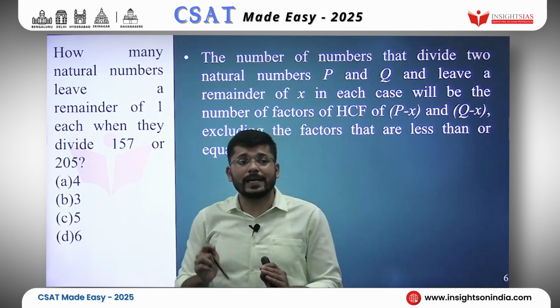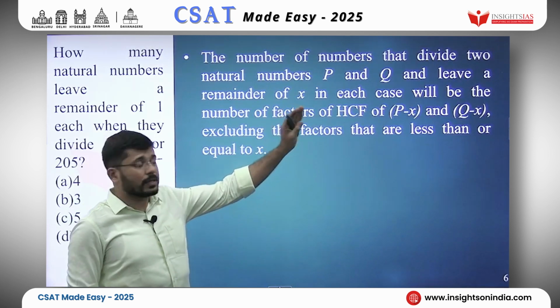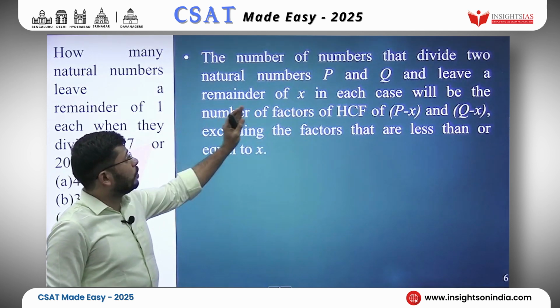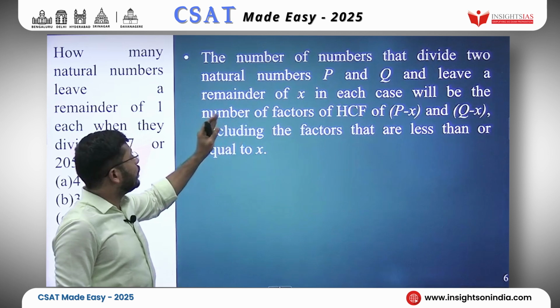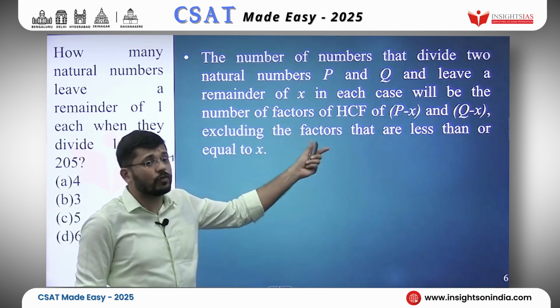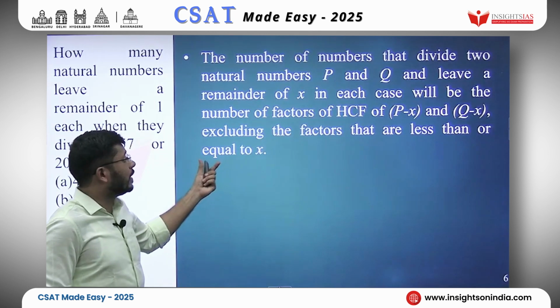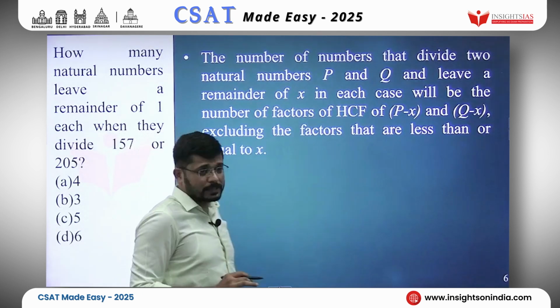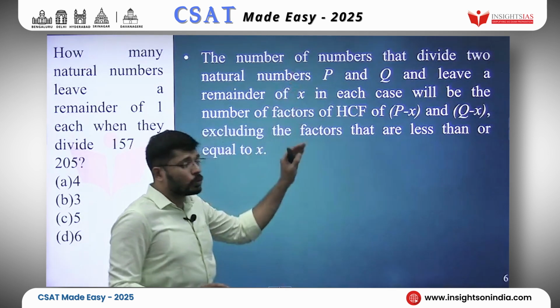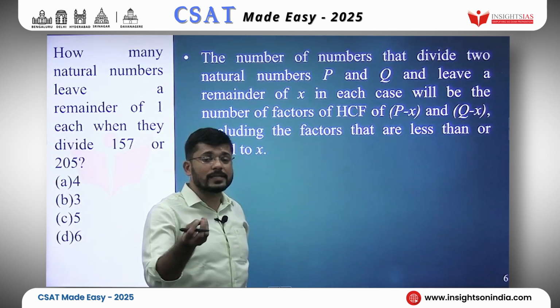The concept behind this question is this: the number of numbers that divide two natural numbers p and q and leave a remainder of x in each case will be the number of factors of HCF of p minus x and q minus x, excluding the factors that are less than or equal to x. Okay, this looks a bit confusing. However, after solving the problem, you will understand it better.